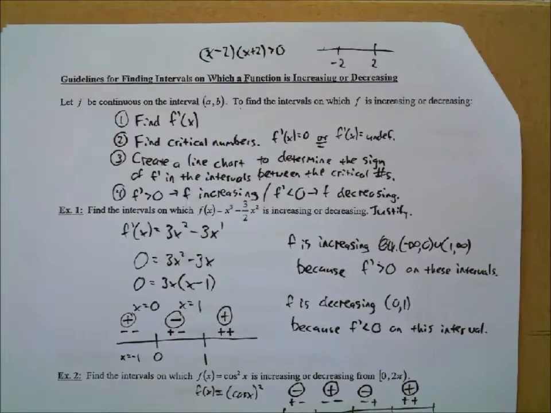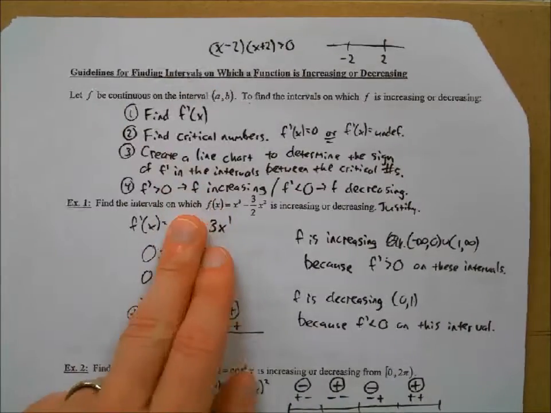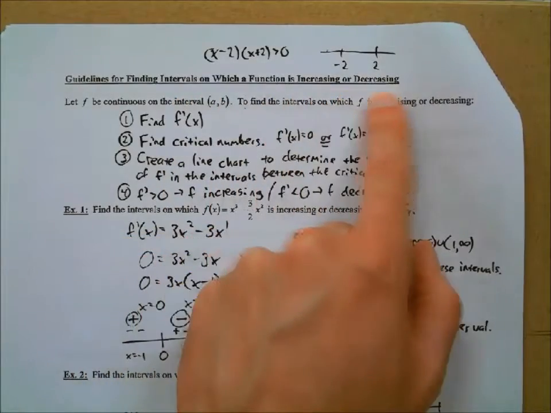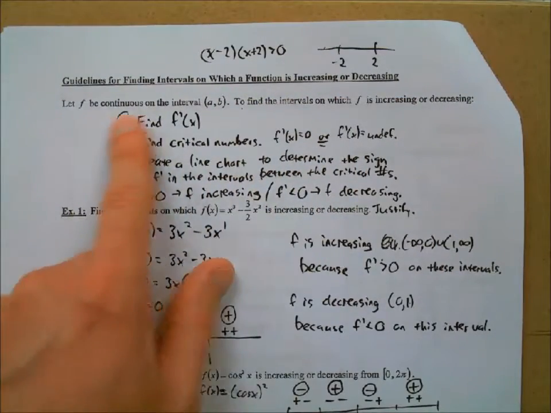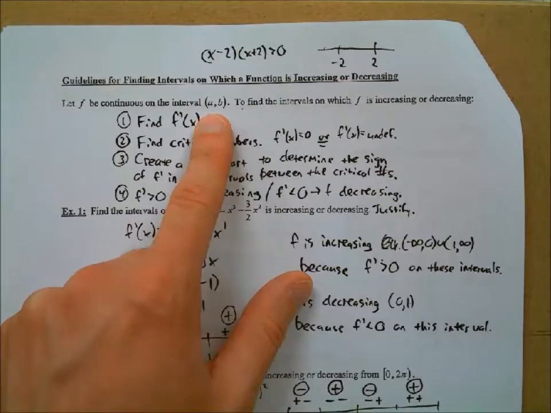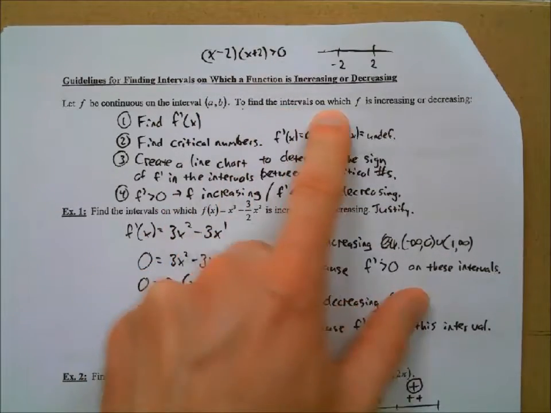Okay, so then we go through some problems after we discuss some guidelines. Some guidelines for finding intervals on which a function is increasing or decreasing. We let f be continuous on the interval (a, b), again to match what we needed for the prerequisite there, to find the intervals on which f is increasing or decreasing.